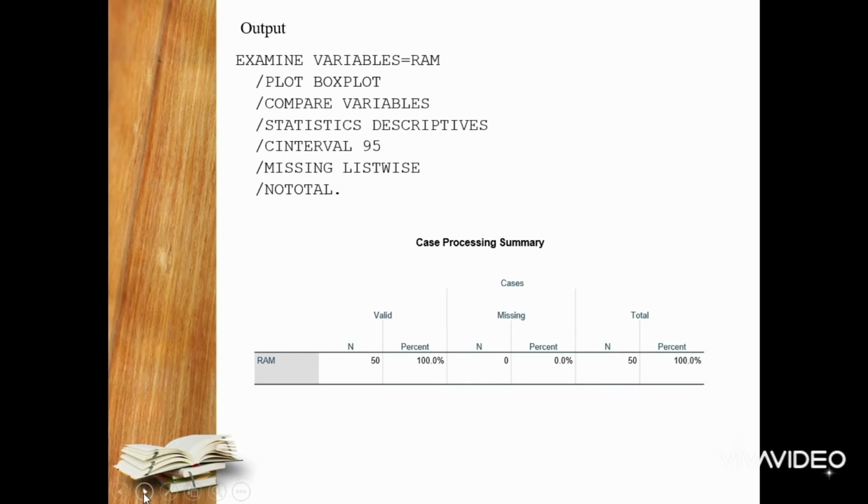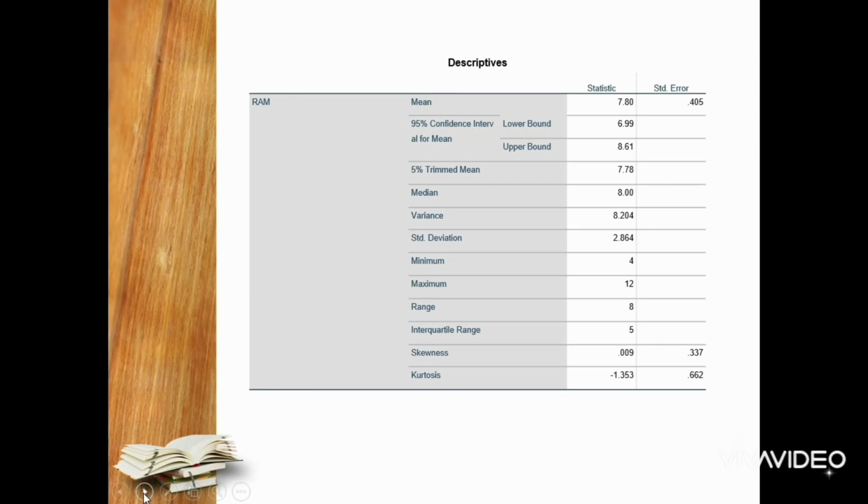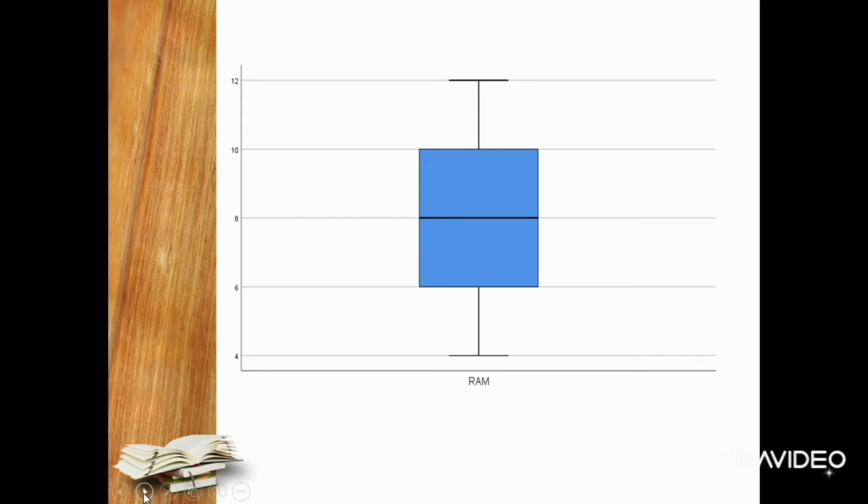So this is our output. Our confidence interval is 95%, and this is the mean. The mean is 7.8, and the lower bound of the mean is 6.99 and the upper bound is 8.61. This is our box plot of RAM of phone in gigabyte.